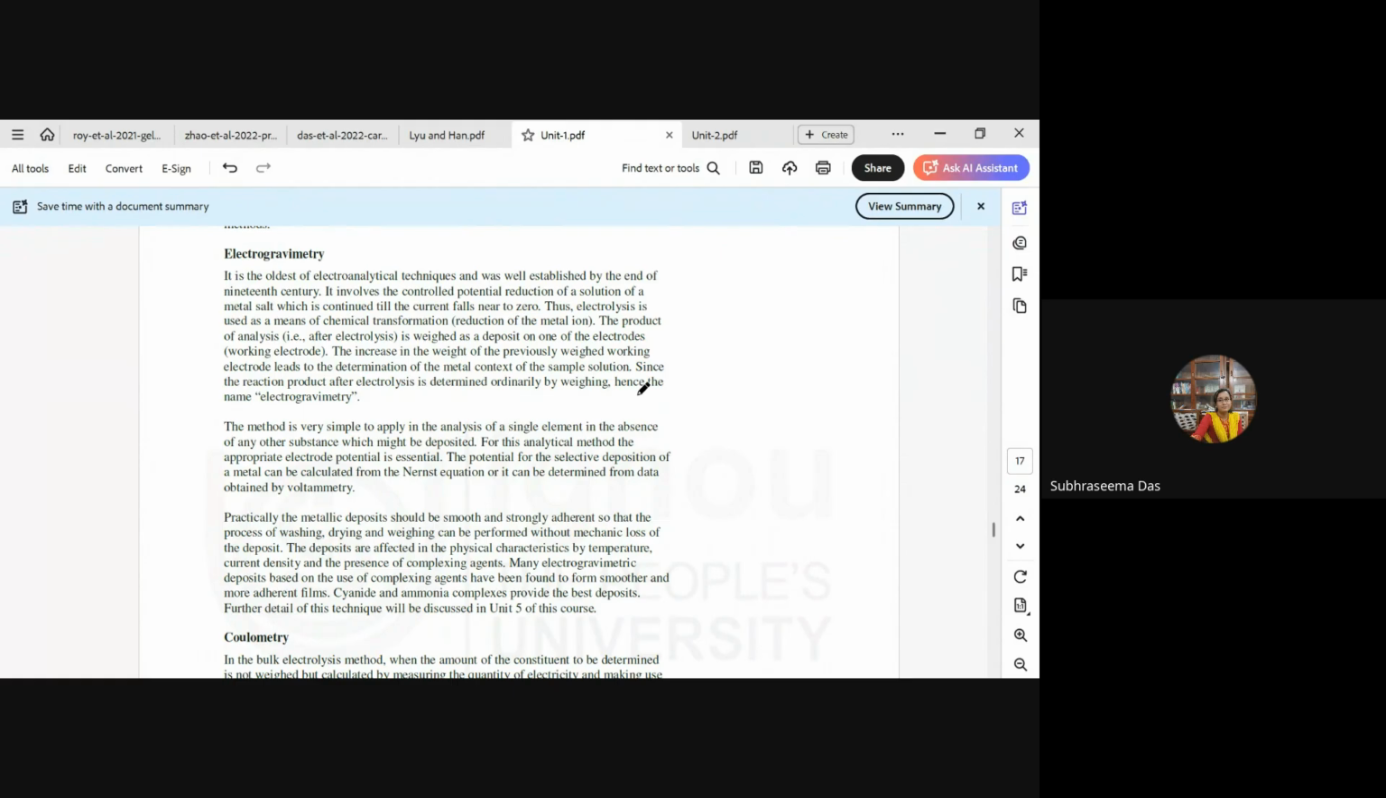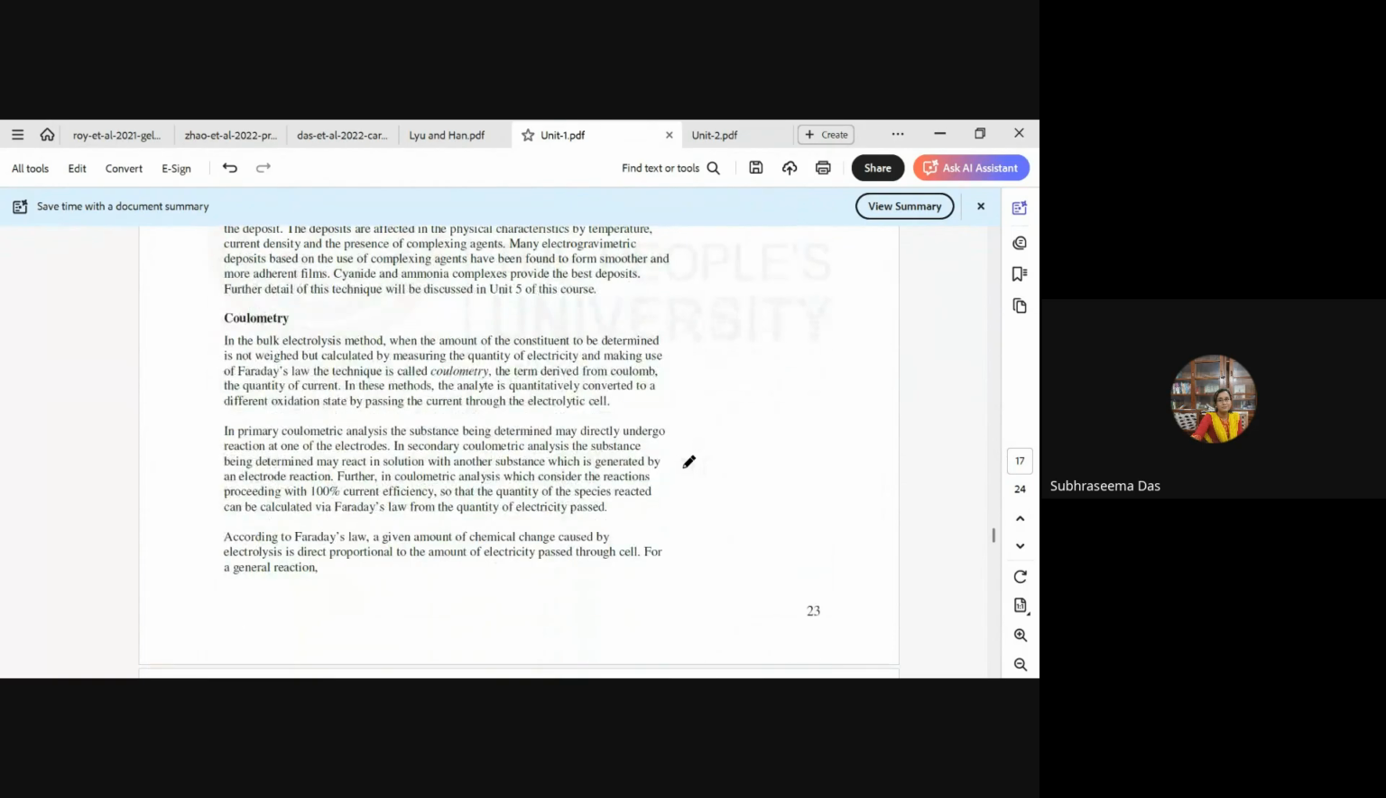The product of analysis is weighed as a deposit on the electrodes after the reaction is over. So, the increase in weight of the electrode is measured, and then we can calculate the changes that have occurred during the electrochemical process. This method is very simple. We have to know the appropriate electrode potential, and just by applying the Nernst equation we can calculate.